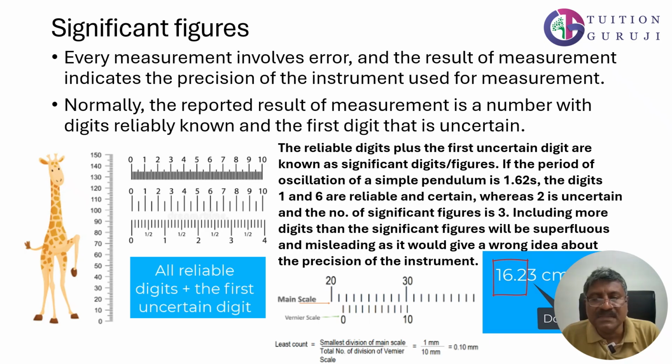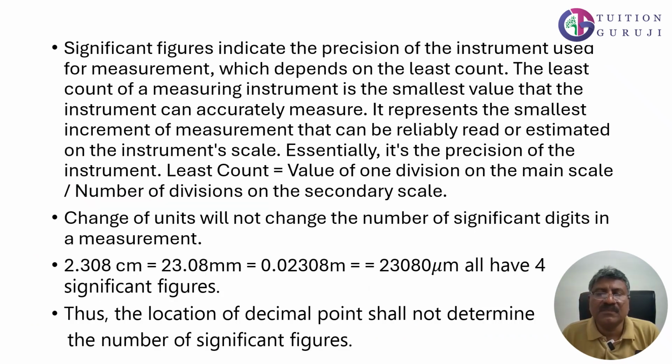Including more digits than the significant digits will be superfluous and misleading, as it would give a wrong idea about the precision of the instrument. All reliable digits plus the first uncertain digit will give the significant figures. Significant figures indicate the precision of the instrument used for measurement, which depends on the least count. The least count of a measuring instrument is the smallest value that the instrument can accurately measure. It represents the smallest increment of measurement that can be reliably read or estimated on the instrument scale. Essentially, it is the precision of the instrument.